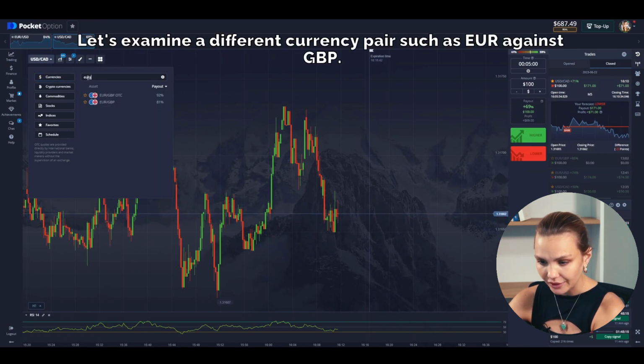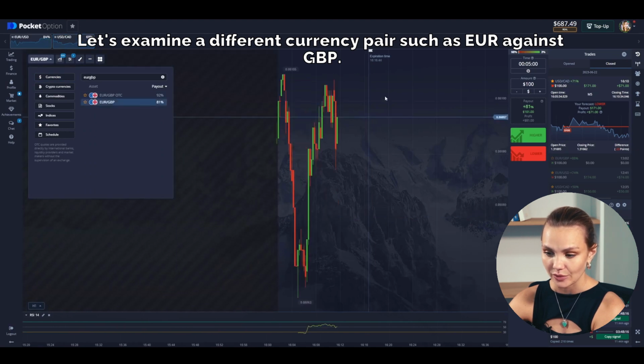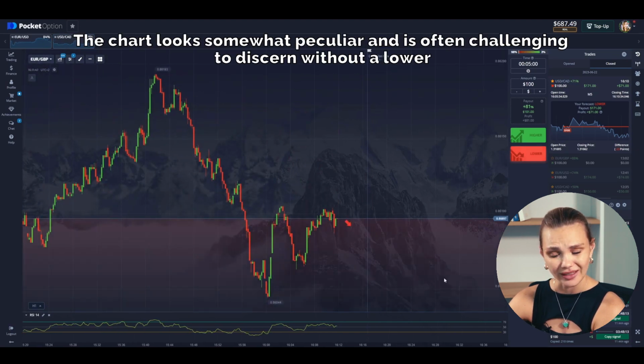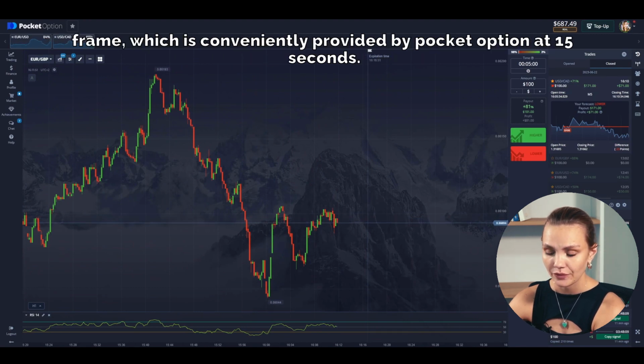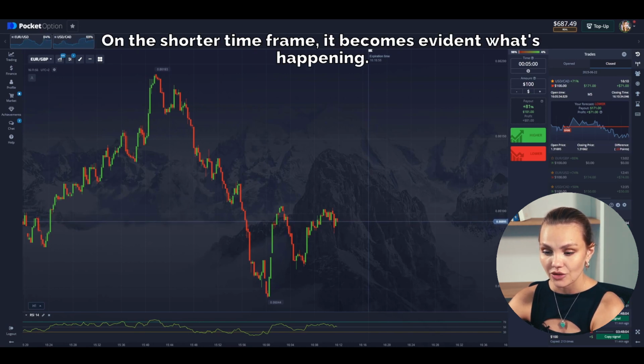Let's examine a different currency pair such as euro against British pound. The chart looks somewhat peculiar and is often challenging to discern without a lower time frame, which is conveniently provided by Pocket Option at 15 seconds. On this shorter time frame, it becomes evident what's happening.